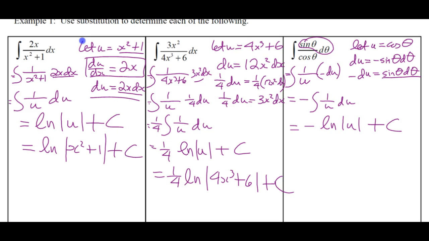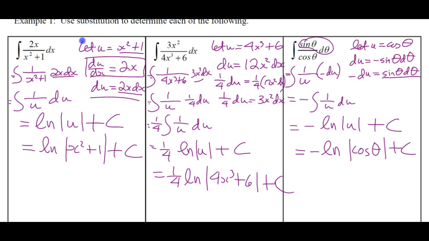which is, because it's not about u. So what's u? Cos theta. Yeah. So now we just replace the u with the cos theta as a last step, plus c.